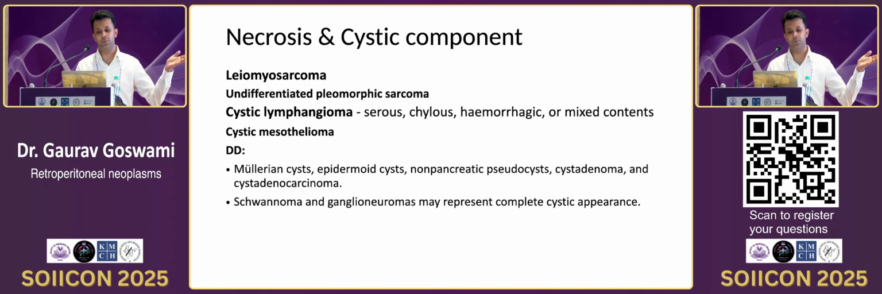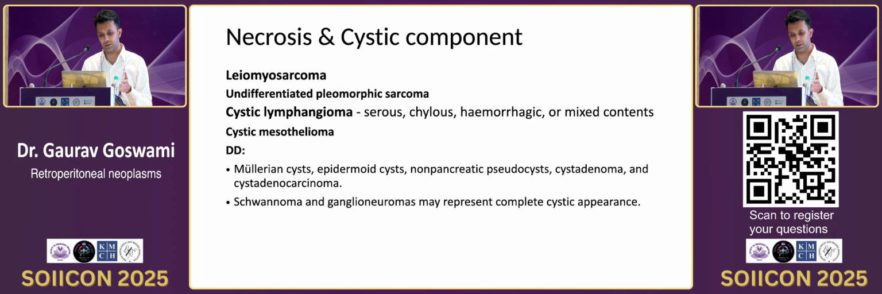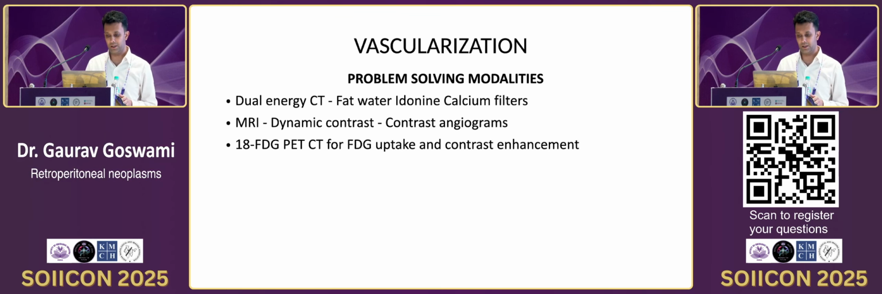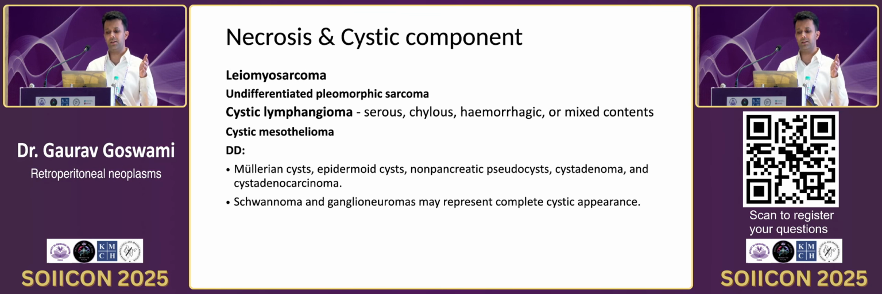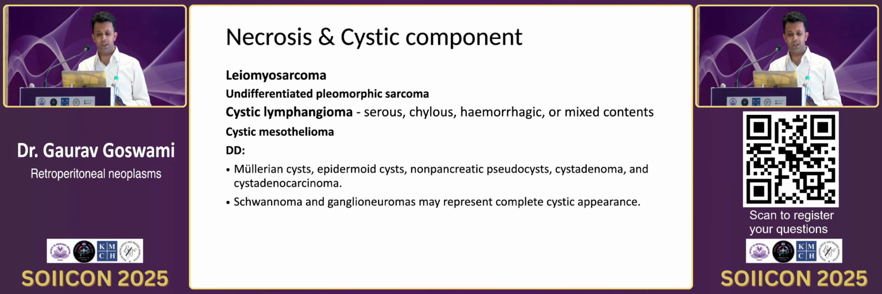One is leiomyosarcoma with aggressive malignant transformation, which gives central necrosis. Undifferentiated pleomorphic sarcomas, cystic lymphangiomas. This gives you serous, chylous, hemorrhagic or mixed contents within. Most common differential diagnoses for these cystic lesions are Mullerian cyst, epidermoid cyst, non-pancreatic pseudocyst and cystadenomas. Schwannomas and ganglioneuromas may also present with a completely cystic appearance at times.